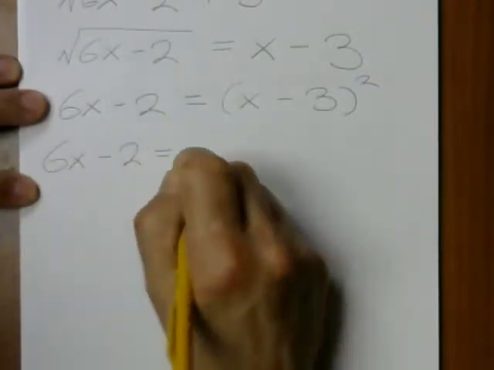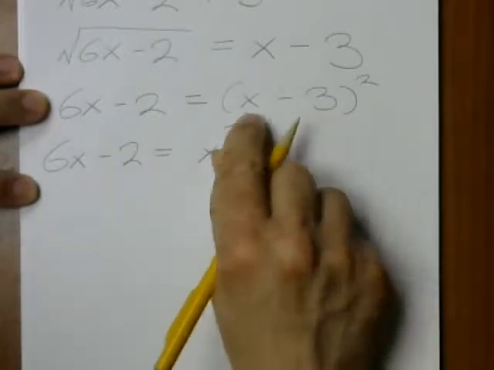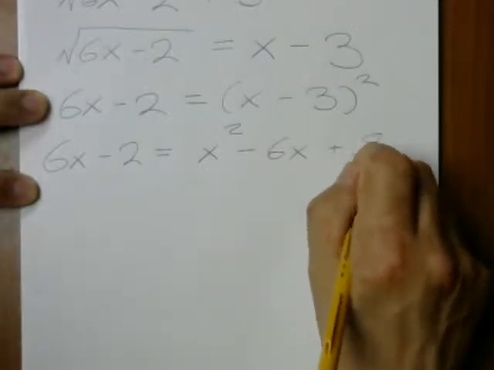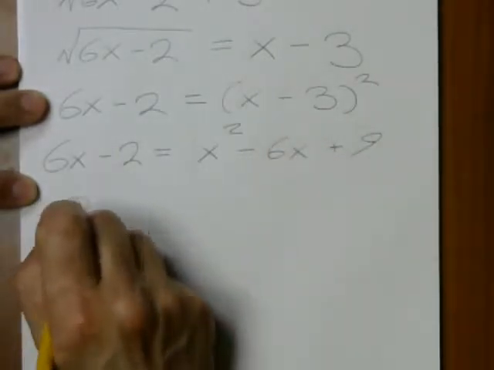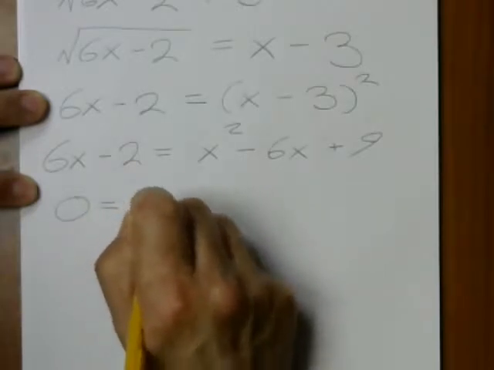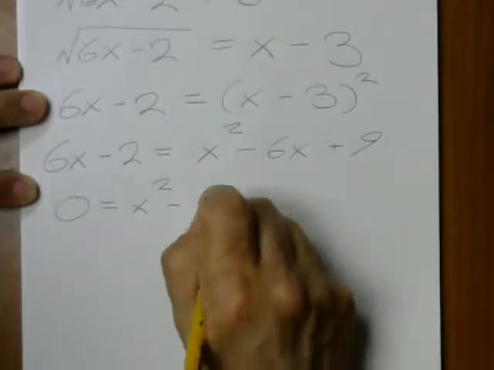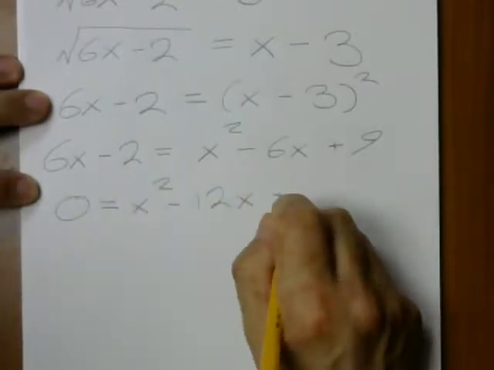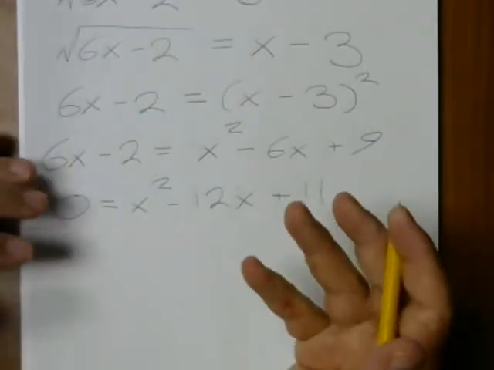We know that x minus 3 squared is x squared minus 3x twice plus 9, because minus 3 squared is 9. And I can move everything over to one side. I will get, let's see, minus 6x minus 6x. So that's minus 12x. And then plus 9 plus 2, plus 11. So we want to find the solutions to this.